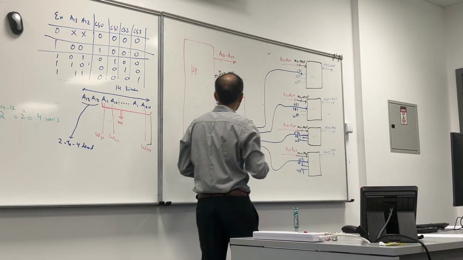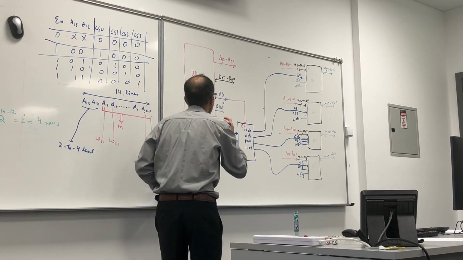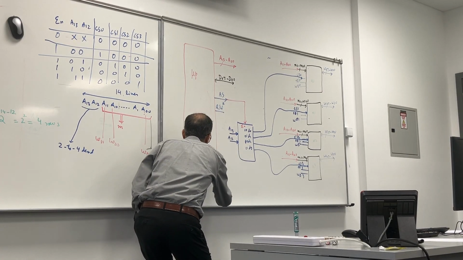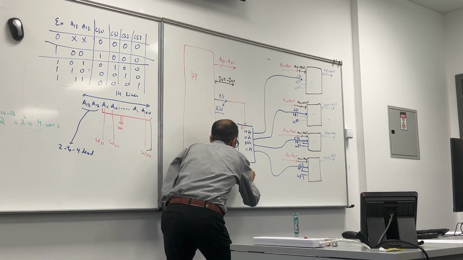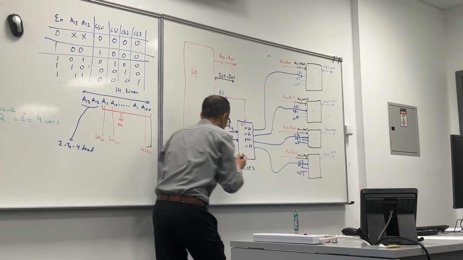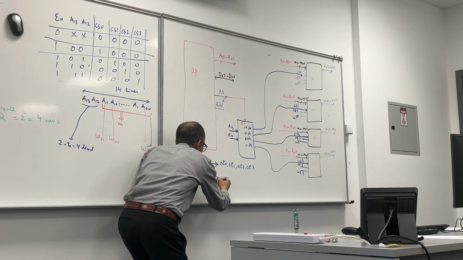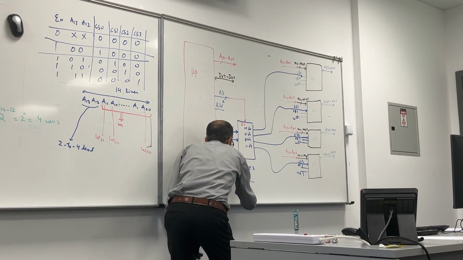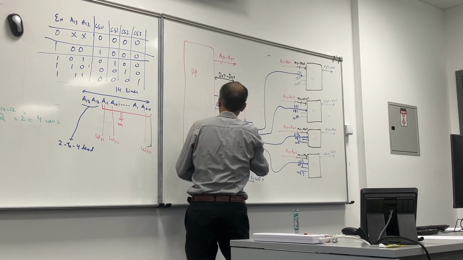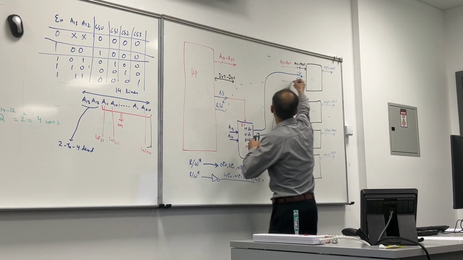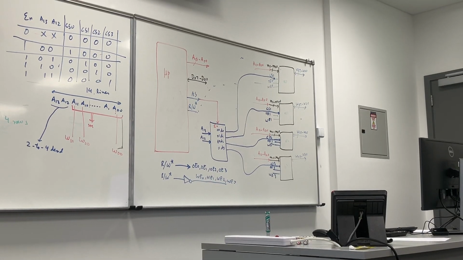So R/W, please remember, I'm not going to draw it because it will make it very messy. So R/W bar will be connected to what? It will be connected to OE0, OE1, OE2, OE3. And the inverse of R/W bar, if you invert it, it will be connected to what? WE0, WE1, WE2 and WE3. So I can make a connection here, and then the inverse of that. Any question?